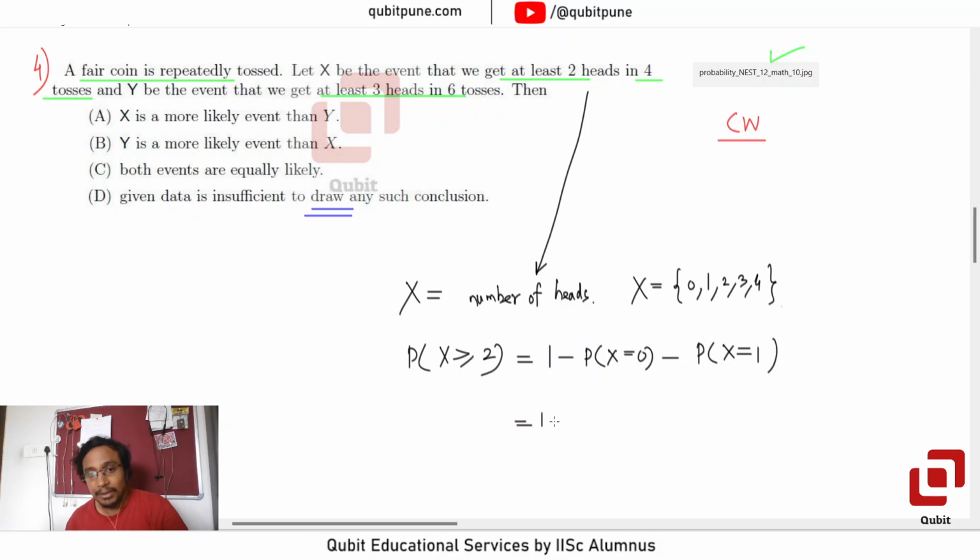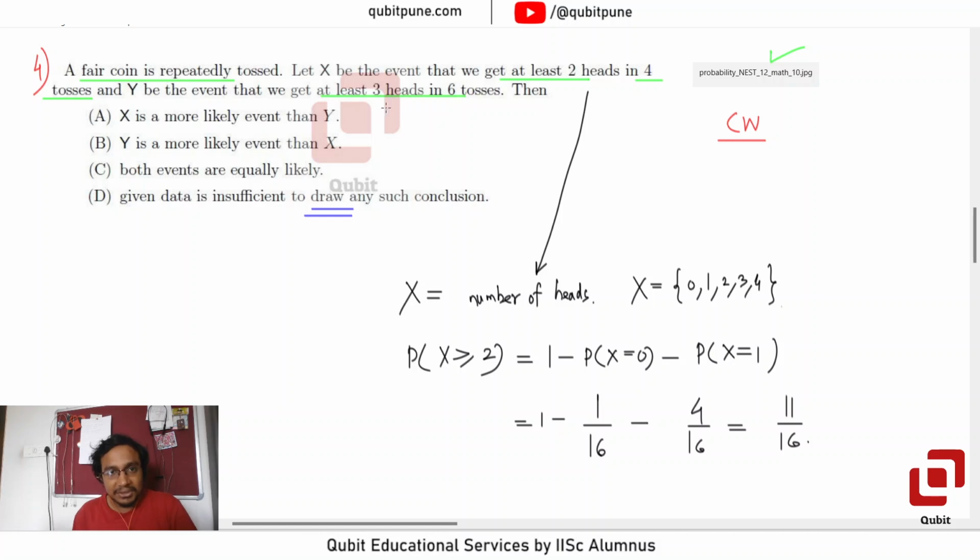Now what is the probability that x is 0? It means no head came, only one event is possible, so 1/16. What is the probability that x is equal to 1? Now in this there will be 4 outcomes: head first, head second, head third, head fourth, all the rest will be tails. So 4/16. Is it clear? Yes or no? Yes, sir. Okay.